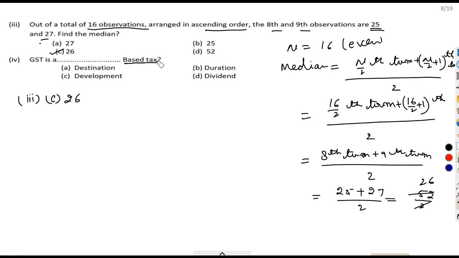GST is a blank based tax: destination, development, duration, dividend. GST is a destination based tax because the last consumer will have to pay GST.